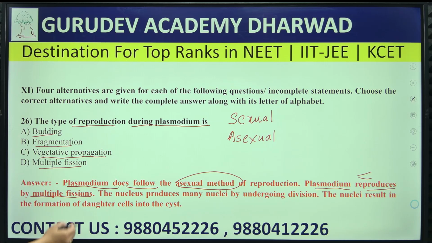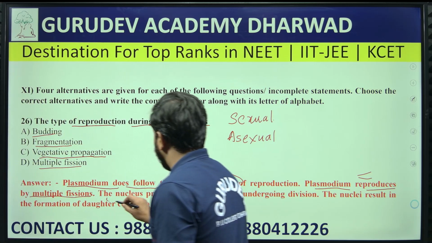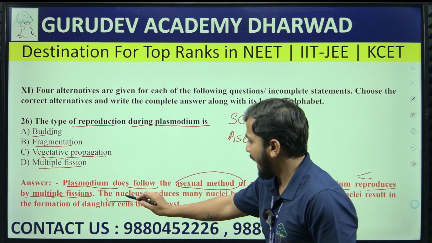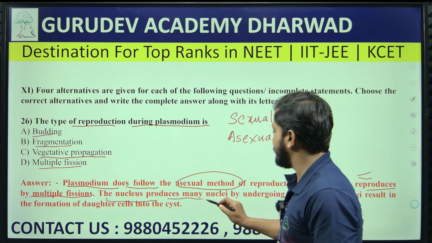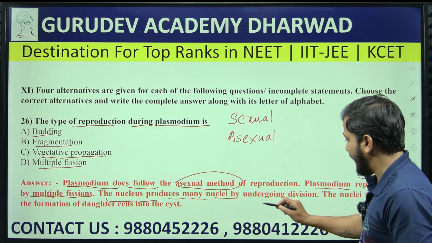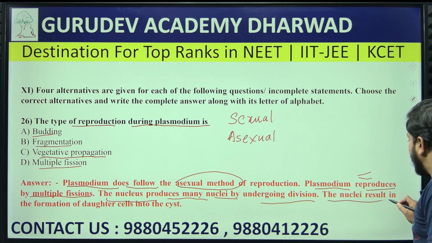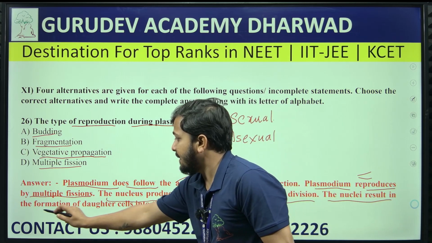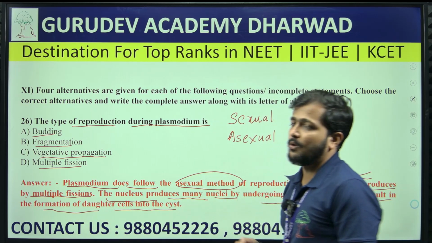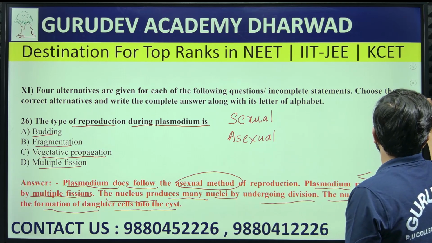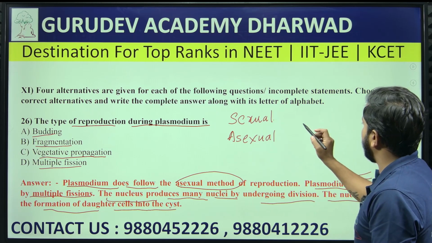Understanding? Then how is multiple fission going to take place? Here the nucleus produces many nuclei by undergoing division. Later, the nuclei result in the formation of daughter cells in the cyst. So how it happens, we are going to understand schematically.